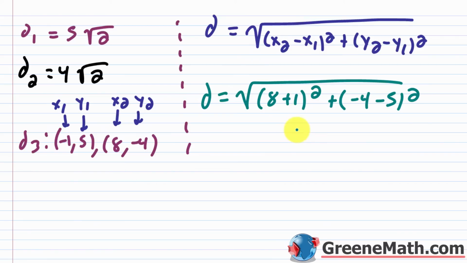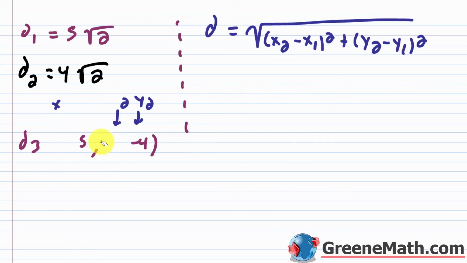So 8 plus 1 is 9. 9 squared is 81. And then negative 4 minus 5 is negative 9. Negative 9 squared is also 81. So 81 is a perfect square. So you could do 81 plus 81, that's 162. But it's better to do 2 times 81 here, because the square root of 81 is going to be 9. So this is 9 times square root of 2. So let me get rid of this and say this equals 9 times square root of 2.